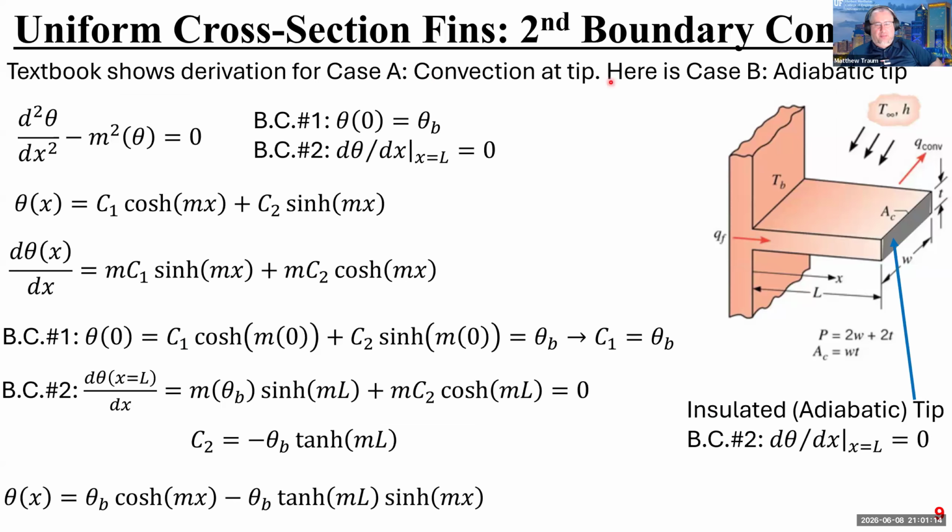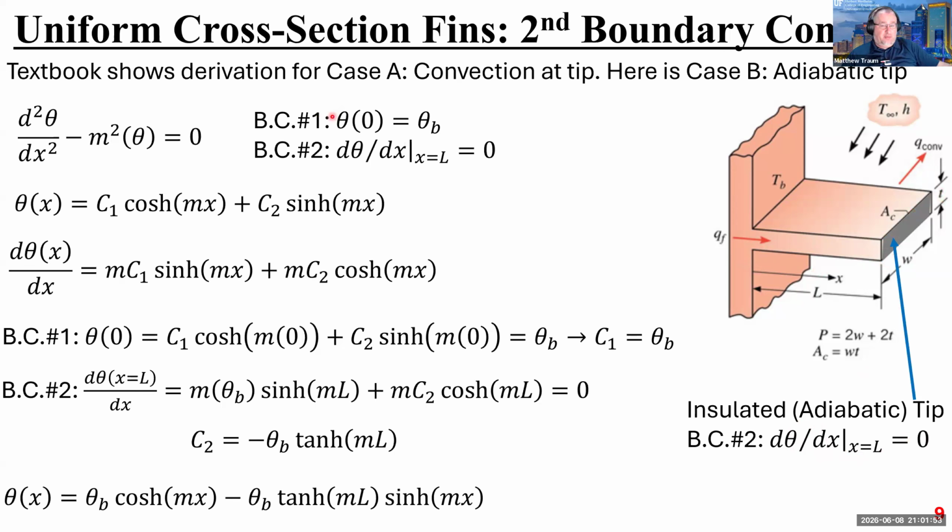Okay. So we're going to do case B, which is an adiabatic tip. It's the same sort of square fin that we talked about before in Euclidean XYZ geometry. And all that has happened here is I've put some piece of insulation on the tip of the fin to ensure that the derivative of the temperature difference with respect to x at x equals L, which is this location, is equal to zero, adiabatic, right? This is usually done by putting a piece of foam or something on the tip. Okay, so that's our second boundary condition.